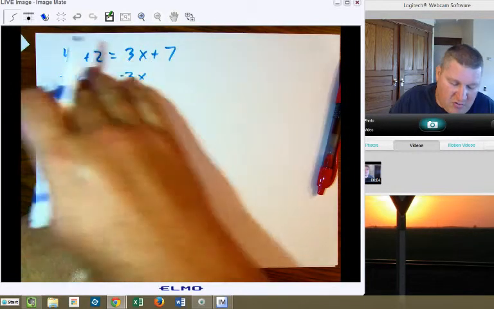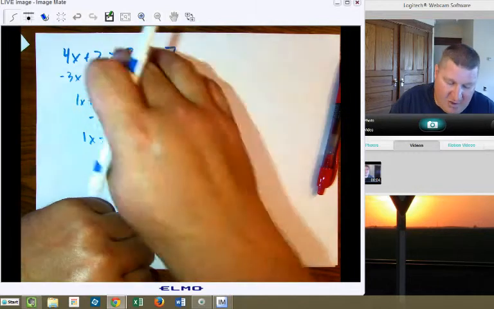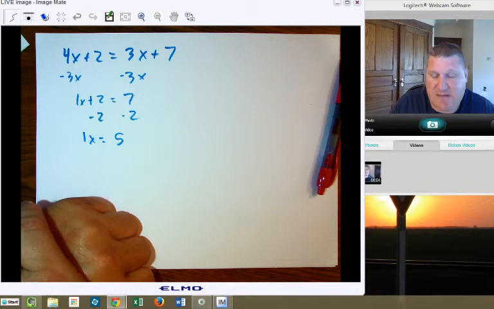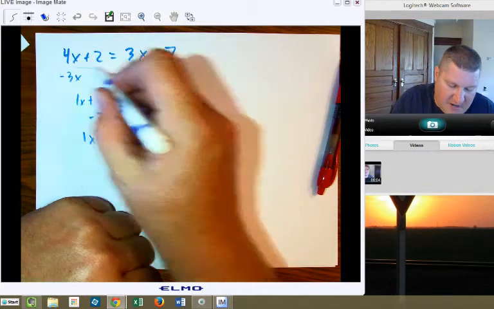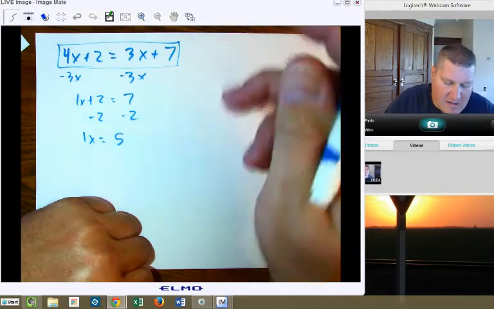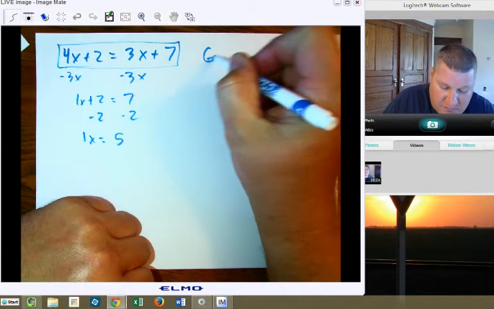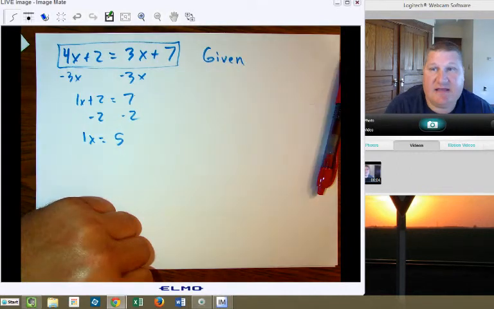We have a good write-out. We have all sorts of steps shown, but what we haven't done is label what we've done for each step. So now we want to go back and label each step. This first step right here, well, that's what the problem is. That's what we were given. So in fact, that's what we're going to call it: the given.